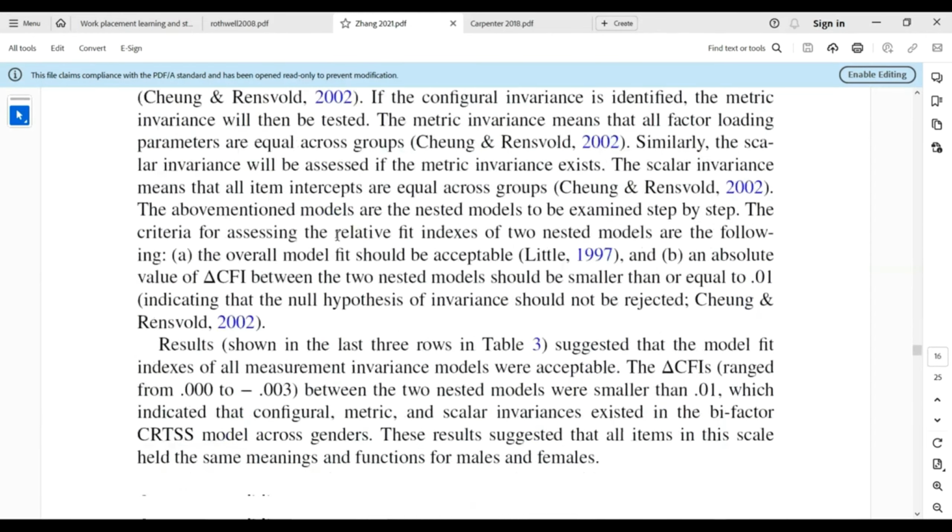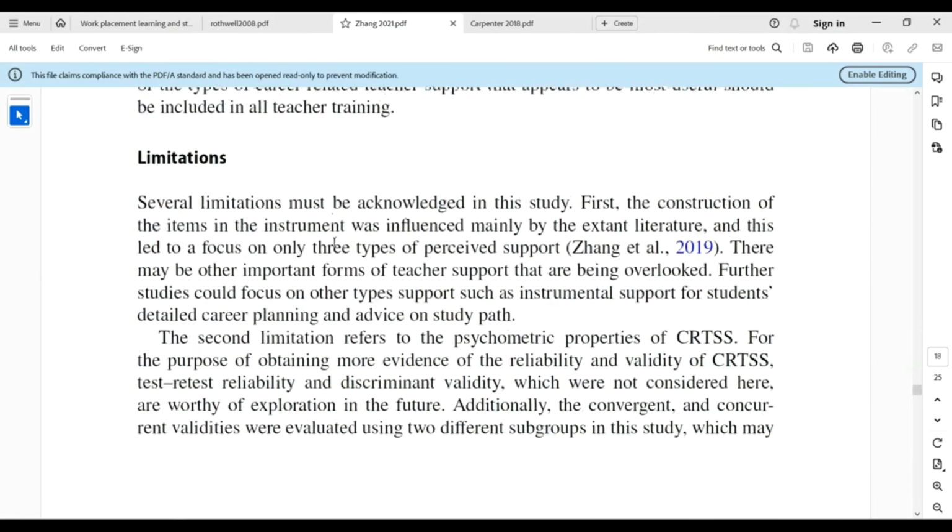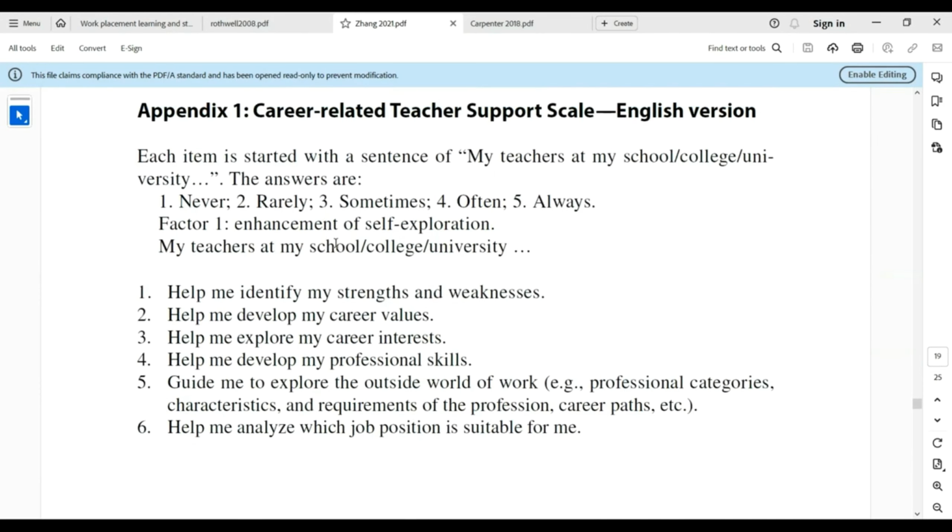And so after all the analysis that went in, the discussion, how he went about surveying people, he came up with the overall final version of the measurement scales. Okay, so he said each item starts with the sentence "my teachers at my school or college or university." Supposing I'm conducting a study in the university, it can be "my teachers at my university help me identify my strengths and weaknesses." So this is what you're going to put in your own.